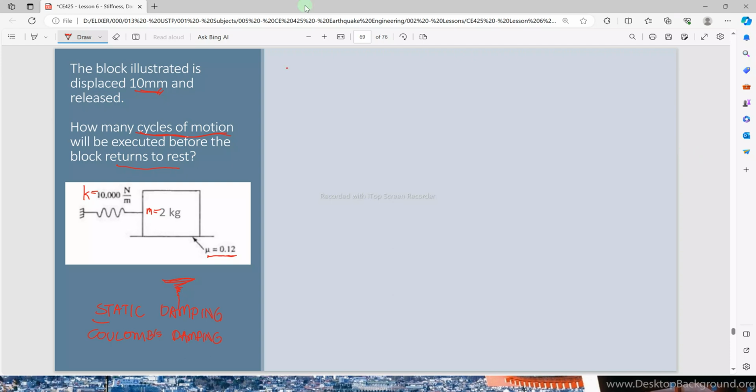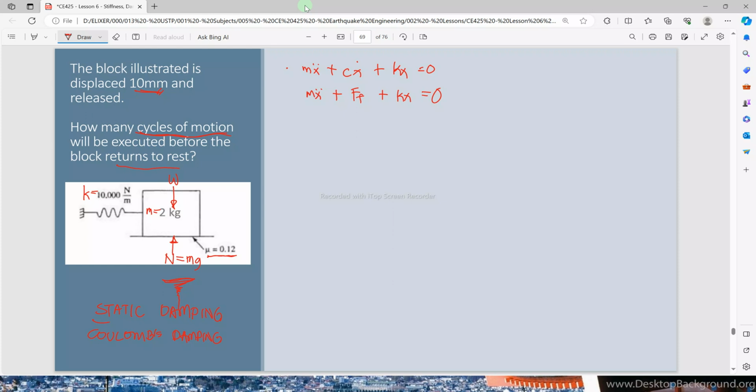Going back to our equation of motion, we have m x double dot plus c x dot plus kx equal to 0. But in this one, we have the frictional force plus kx equal to 0. So what is the frictional force? We have a weight W, and there will be a normal force acting on it, which is equal to the mass times the gravitational acceleration.